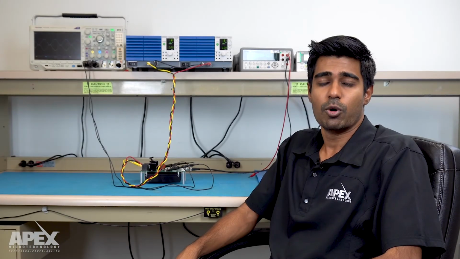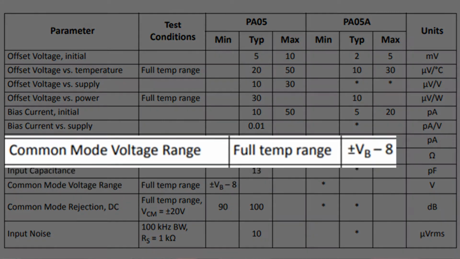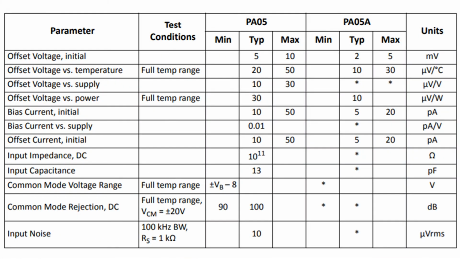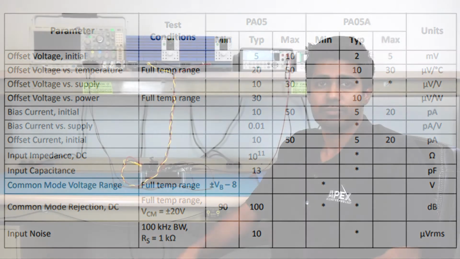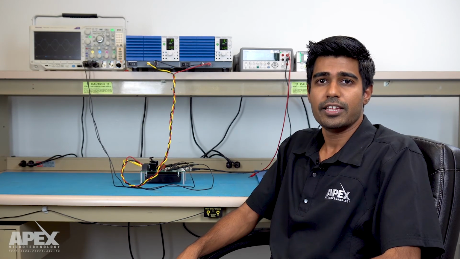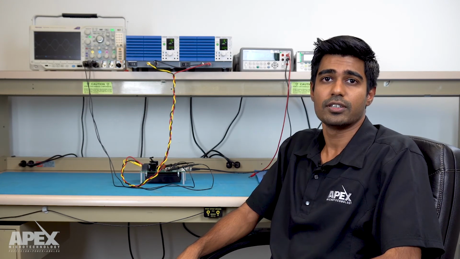Finally, one of the most widely misunderstood parameters on an op-amp datasheet is the common mode voltage range, which specifies how close an input voltage common to the input pins can approach either supply rail. If the input voltage exceeds the common mode voltage range, the amplifier will no longer work linearly. This can also result in damaging the input stage of the amplifier.